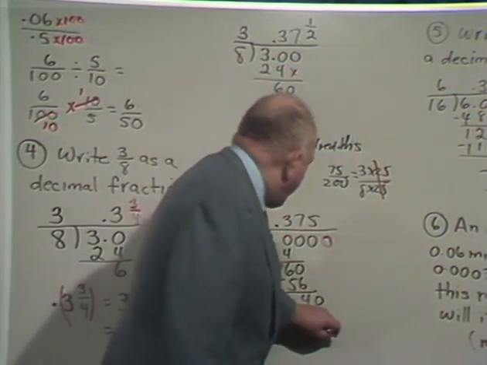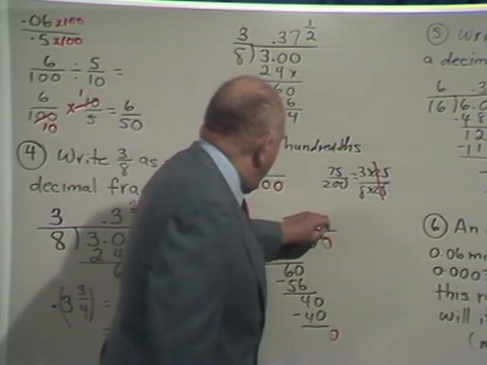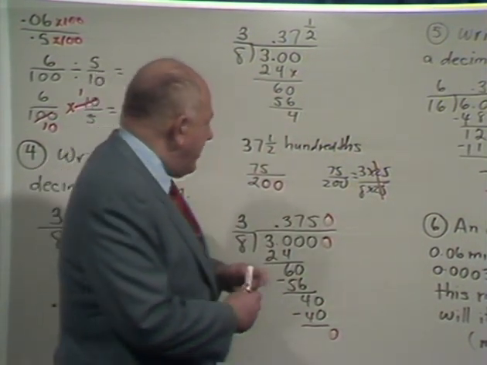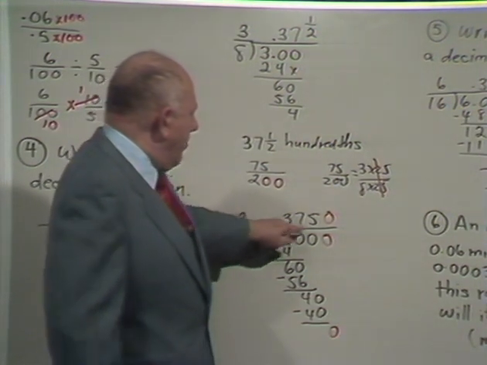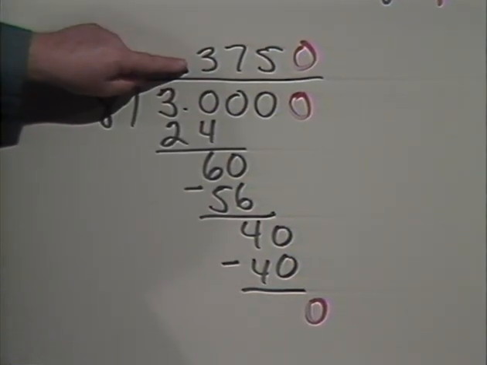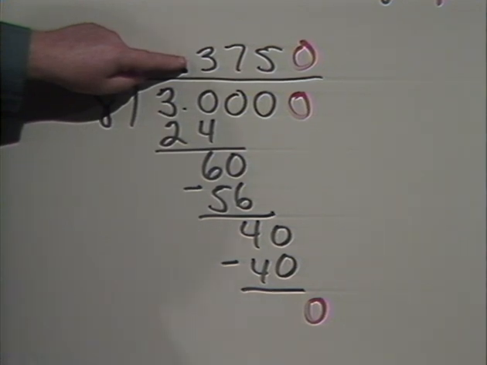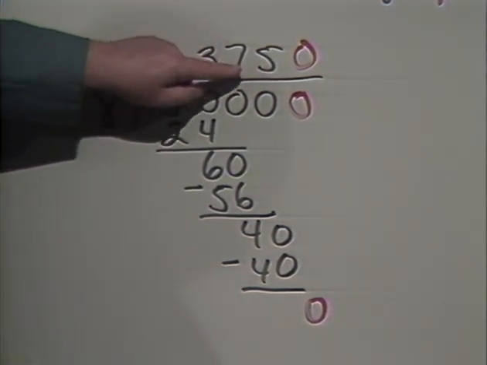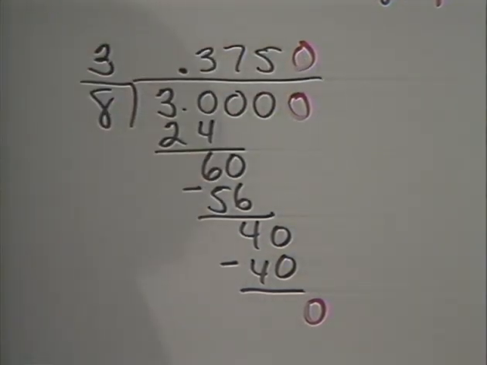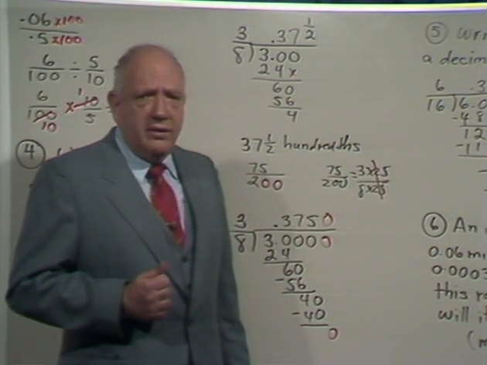I could say, hey, I'm going to bring down another 0. 8 goes into 0 0 times. Remember, every time I bring something down, something else has to come up here. And what does that tell me? How would you read this number? This is 3,750. What denomination? Tenths, hundredths, thousandths, 10,000ths. And you can keep on going this way.